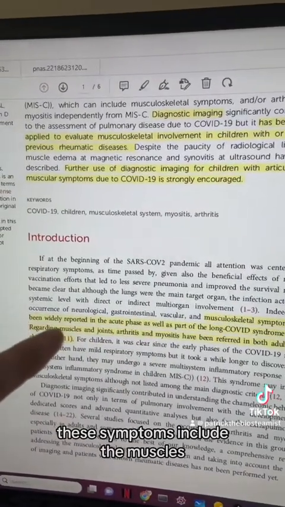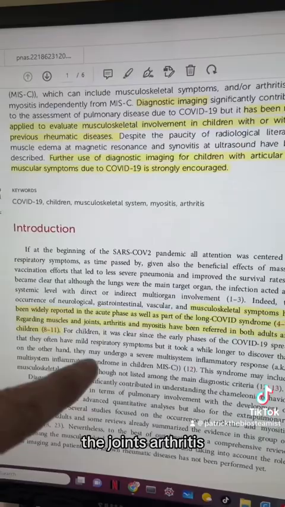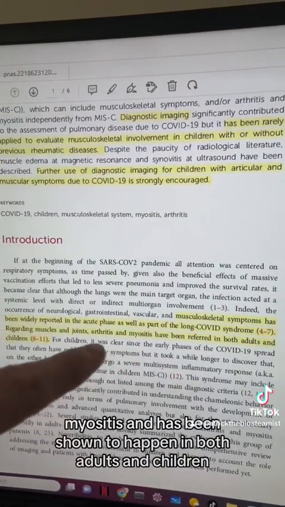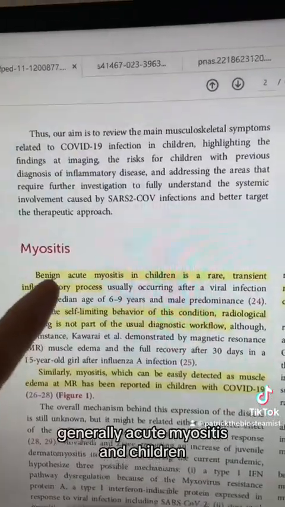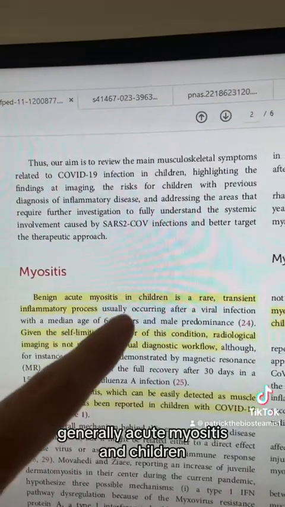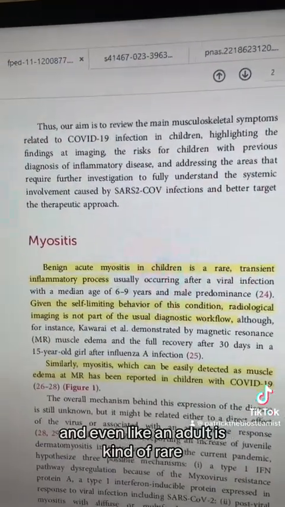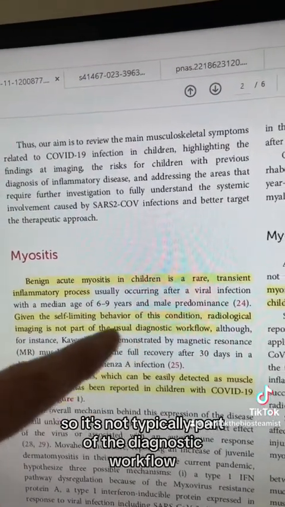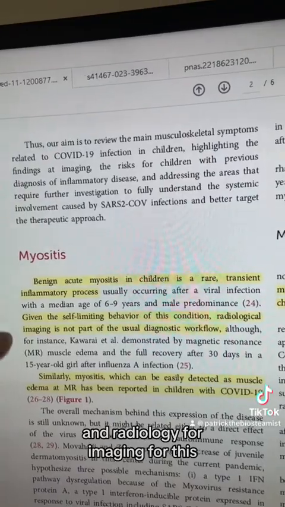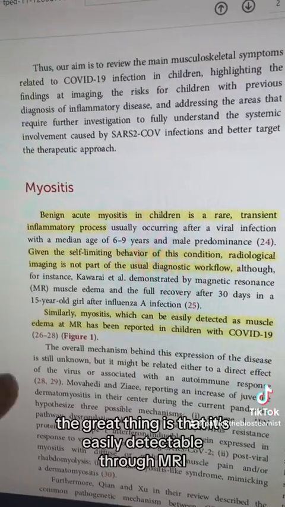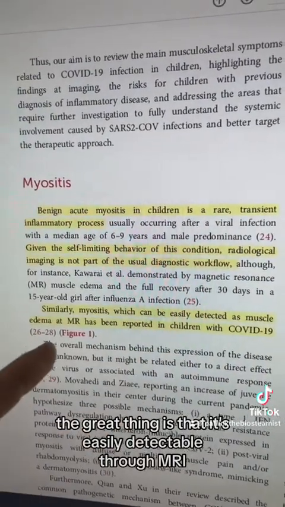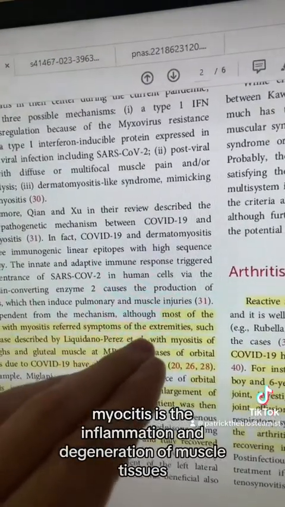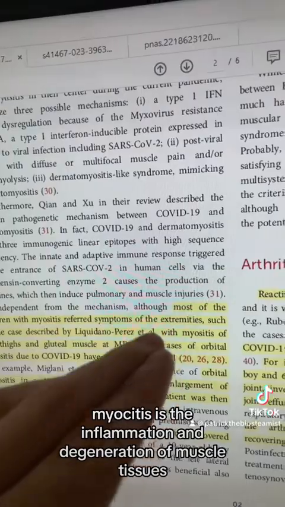These symptoms include the muscles, the joints, arthritis, myositis, and have been shown to happen in both adults and children. Generally, acute myositis in children, and even in adults, is rare, so it's not typically part of the diagnostic workflow in radiology for imaging. The great thing is that it's easily detectable through MRI, magnetic resonance imaging. As a reminder, myositis is the inflammation and degeneration of muscle tissues.